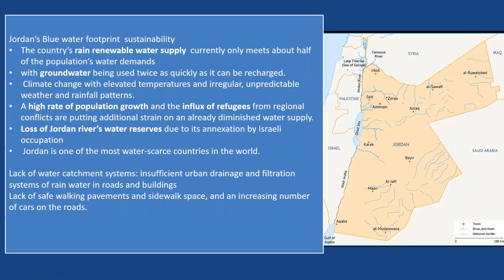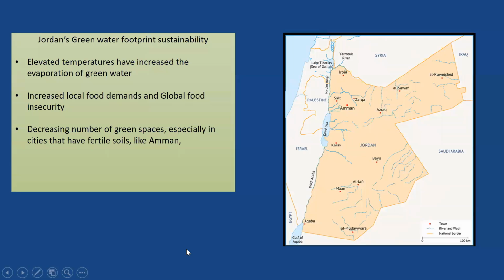Climate change brings elevated temperatures and irregular, unpredictable weather and rainfall patterns. There is a high rate of population growth and an influx of refugees from conflicts, and also a loss of Jordan's river water reserves due to annexation by Israeli occupation. Jordan is one of the most water scarce countries in the world. There is a lack of water catchment systems, insufficient urban drainage and filtration of water in roads and buildings, a lack of safe walking pavements and sidewalk space, and an increasing number of cars on roads.